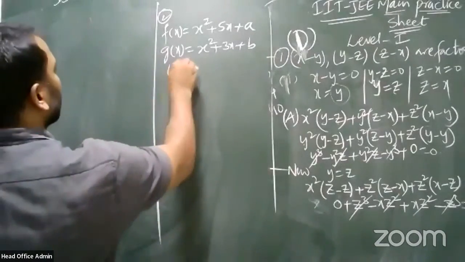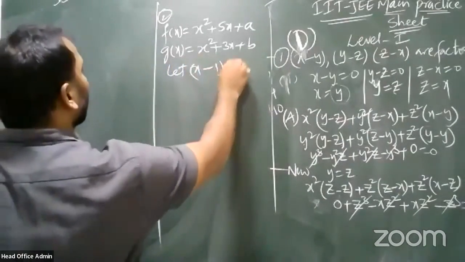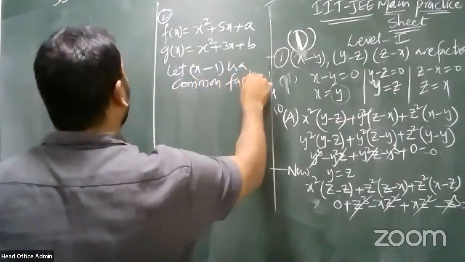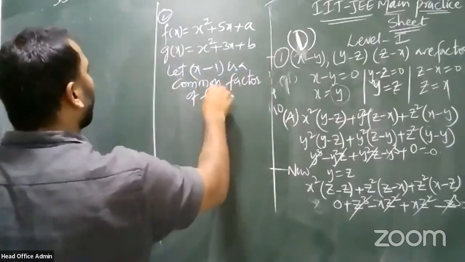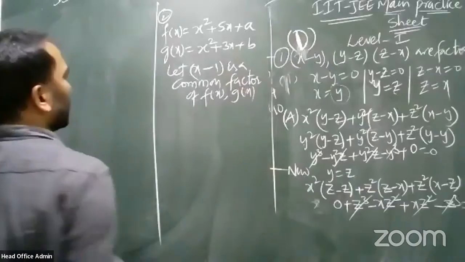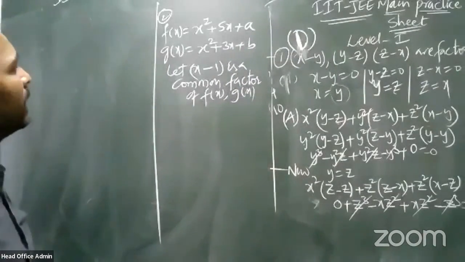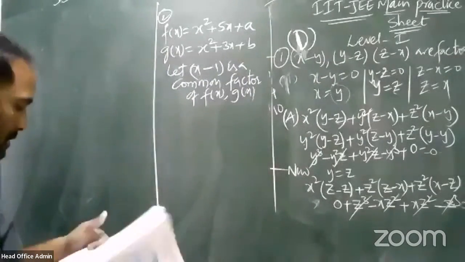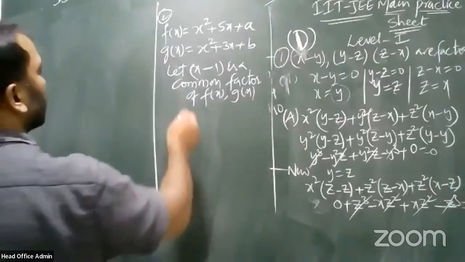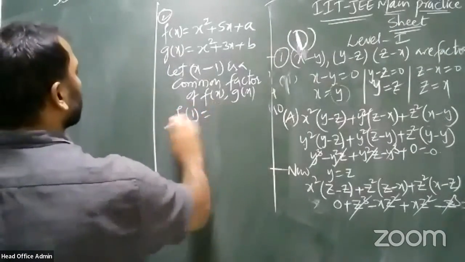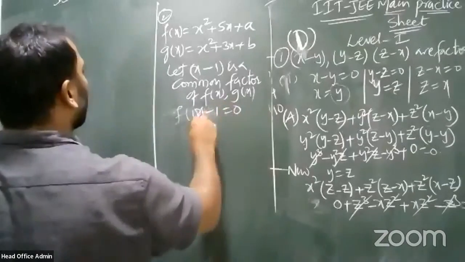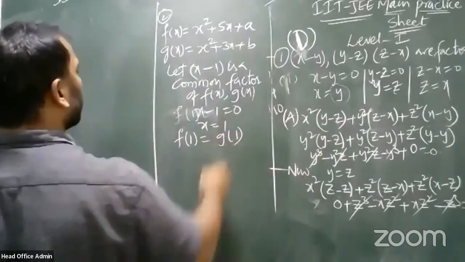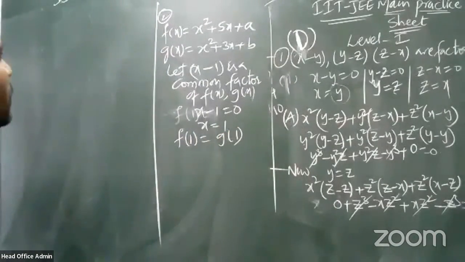Let x minus 1 be a common factor of f of x and g of x. Let us check. x minus 1 is a common factor of f of x and g of x. That means, x minus 1 equal to 0, x equal to 1, so f of 1 equals g of 1.